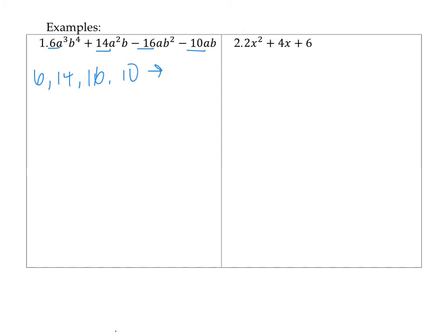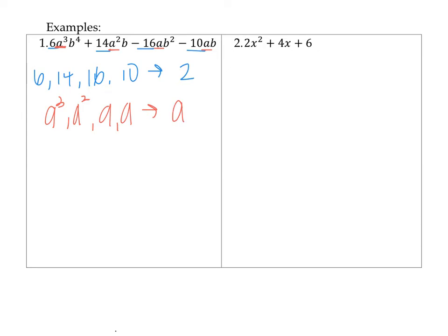If we look at all of those numbers, what is the greatest common factor of that? What are they all divisible by? Well, they're all divisible by 2. Okay, and then we've got our a terms. So our a's, we have the a to the third, a to the second, normal a, and another normal a. Because there's an a component in each term, we need to ask ourselves, what is the greatest common factor of those pieces? Well, they all have one a, so that part can be pulled out as well.